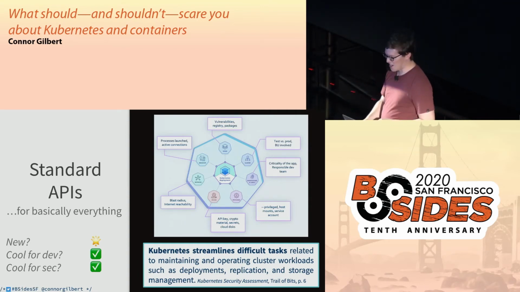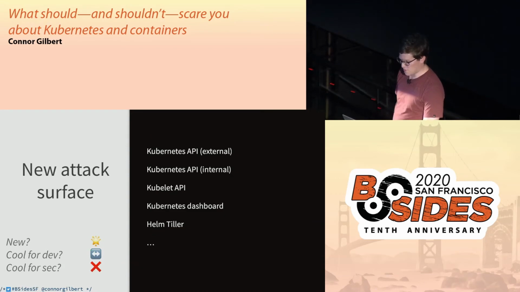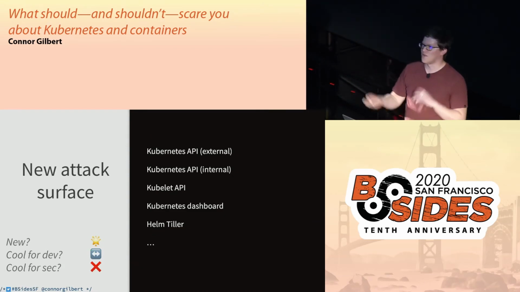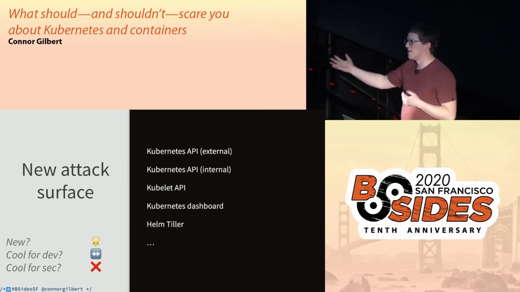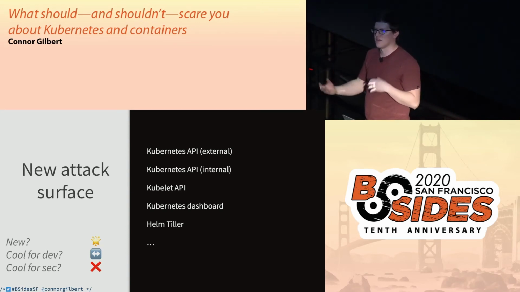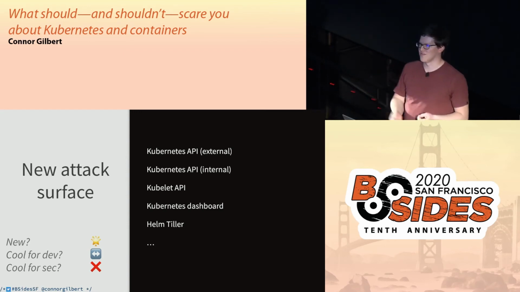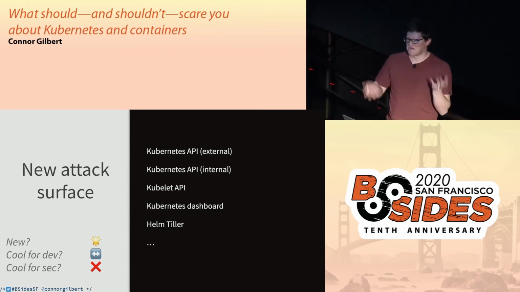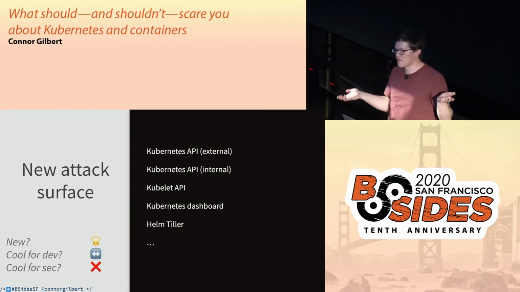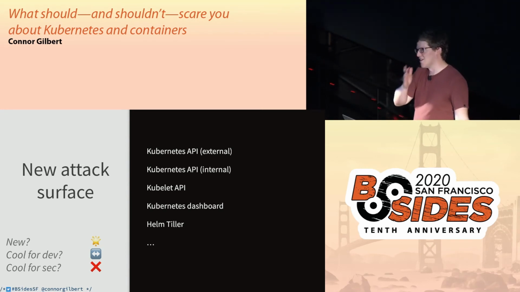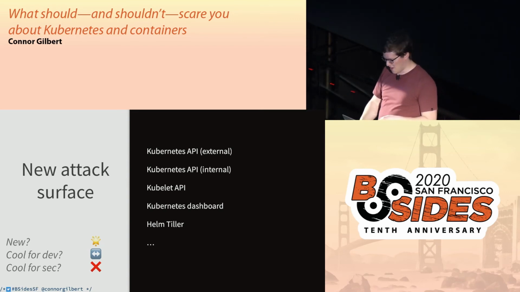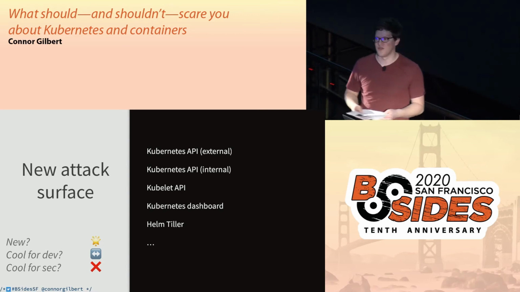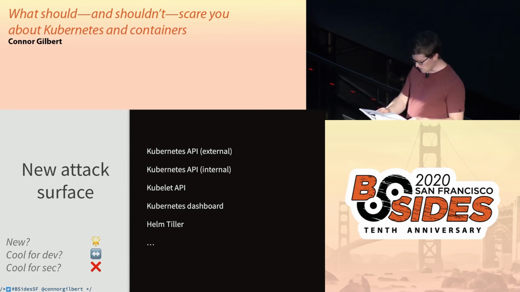Okay. Now, one of the downsides, obviously, would be the new attack surface. So we've got the API, this all-powerful API, which has external exposure and internal. We've got new components like the kubelet and the Kubernetes dashboard, the Helm tiller, rest in peace, which are sort of definitionally new. Maybe cool for dev, kind of neutral, but not cool for security because we actually need to figure out what all these are and figure out what to do with them. And just them existing is different from you knowing how to configure them in a nice way too.